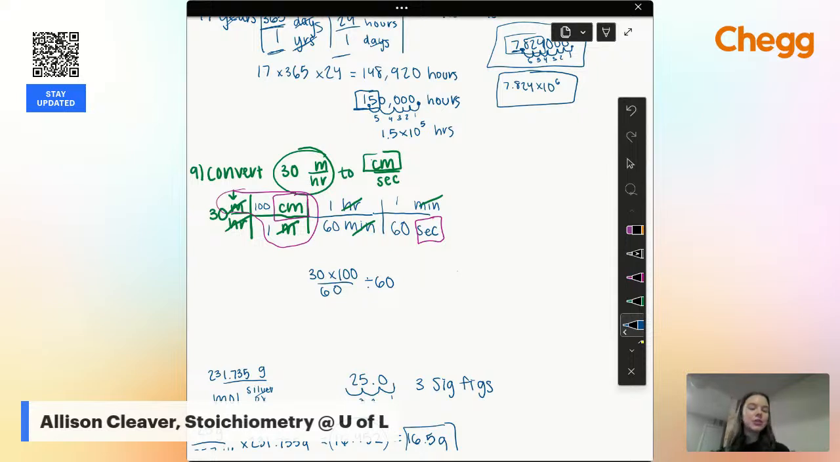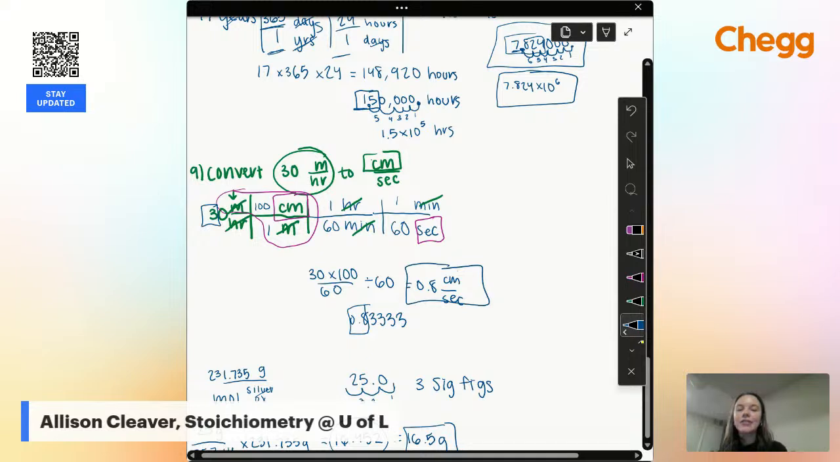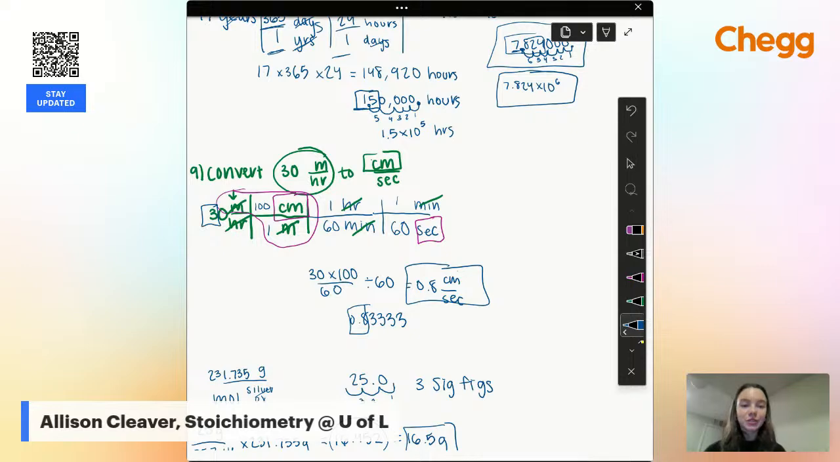As Shadab from YouTube said, 0.8 centimeters per second is correct. 0.8 centimeters per second is our final answer. So good job. If you put that in the calculator, you're going to get 0.83333. Since we have 1 sig fig in our starting answer, we want 1 sig fig in our ending answer. So 0.8 is our answer right here. If you have any questions on how we got that, comment and we can walk through it a little bit closer.